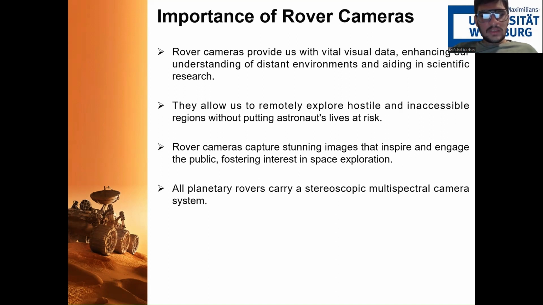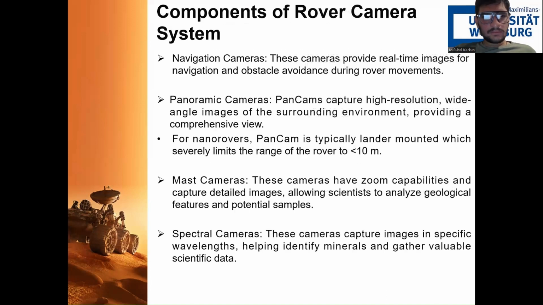All planetary rovers carry stereoscopic multispectral camera systems, which are used for different purposes, from protecting the rover from hazards, to landing, takeoff, and descent, and also for collecting images and other data from the particular planet. Basically, the rover camera system has different types of cameras based on their purposes.